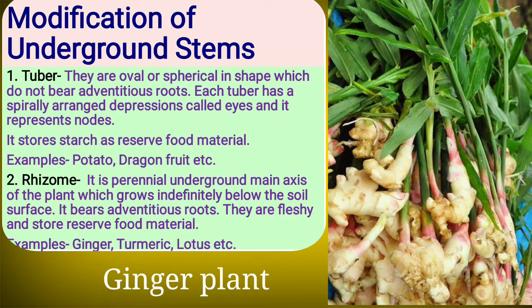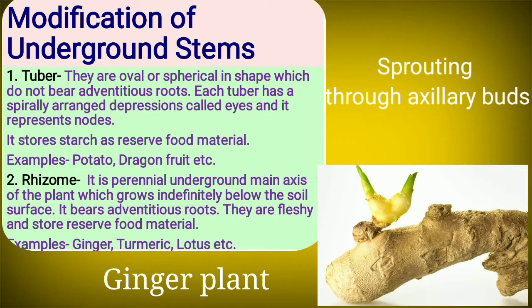Now, next come the rhizomes. Rhizomes are generally the perennial underground main axis of the plant, which grows indefinitely below the soil surface, producing aerial leaves or reduced shoots above ground, and adventitious roots on the lower side in favorable season. They are fleshy and store reserve food material, and they also vegetatively propagate the plant body. Examples of rhizome are ginger, turmeric, etc.